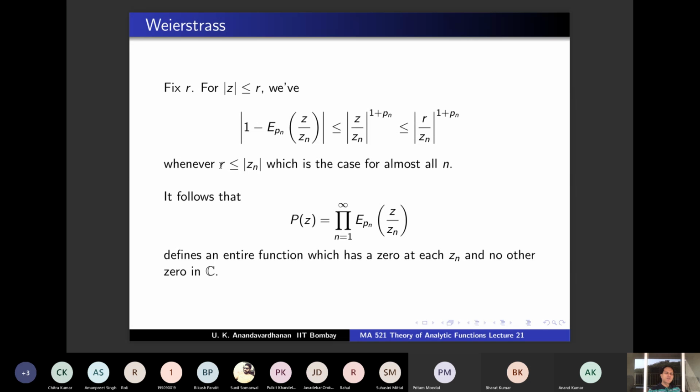Right? What you wanted, in order to conclude that this has all these properties, was that the summation of 1 minus E_p_n of z by z_n should be uniformly convergent on compact subsets. That's what you wanted, and you are getting that from this inequality. Therefore, this is uniformly convergent on compact subsets. And since all of these are holomorphic, this is holomorphic, and that is true for any R. You can increase R, so it's entire.